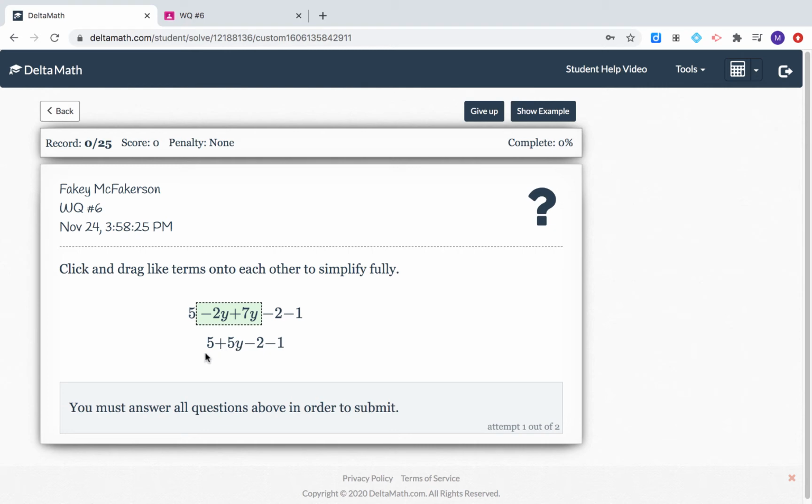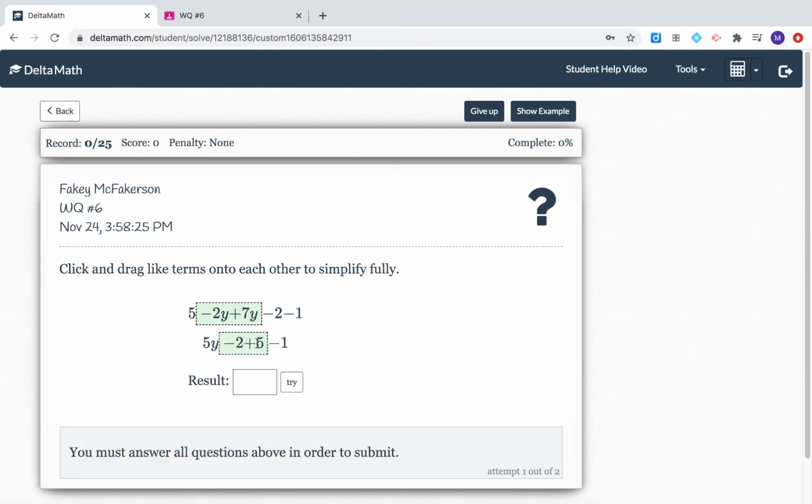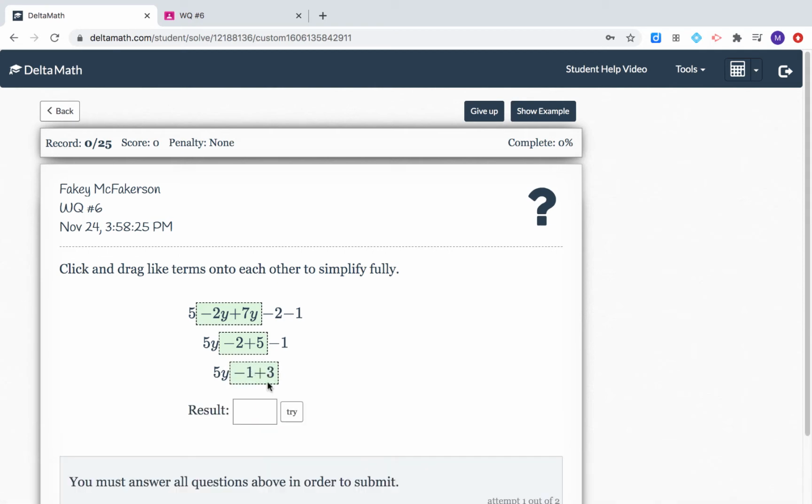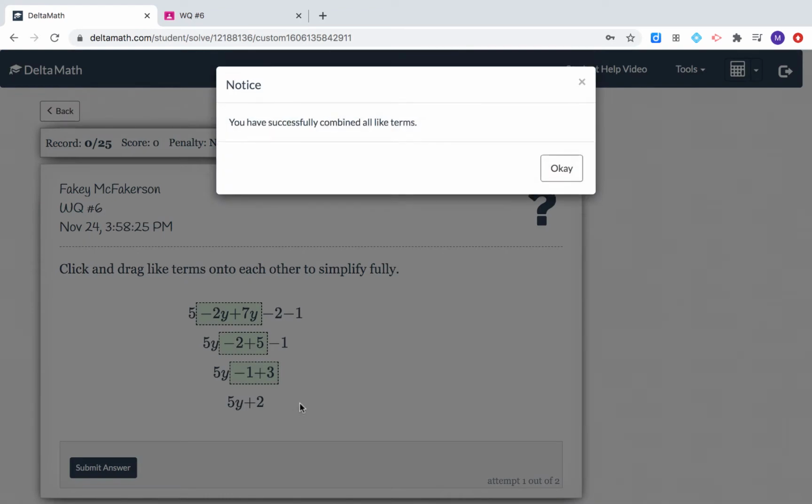And now I've just simplified it. And I'm not able to submit it still, and the reason for that is there's more simplifying to do. So 5 and negative 2, since they're both constants, they're both numbers, they can be combined. And negative 2 plus 5 is positive 3. There's more positives than negatives. And then the last step would be, I've got 3 minus 1 here, so I can drag that over to negative 1. And that will equal positive 2.